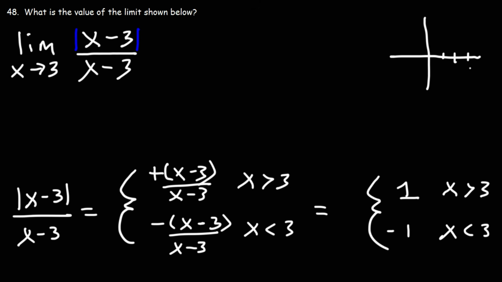So it's been shifted 3 units to the right, and when x is greater than 3, it's going to be positive 1. And it's a straight line. And when x is less than 3, it will be negative 1. So this has a y value of 1. This has a y value of negative 1. And we have the jump discontinuity at x equals 3.